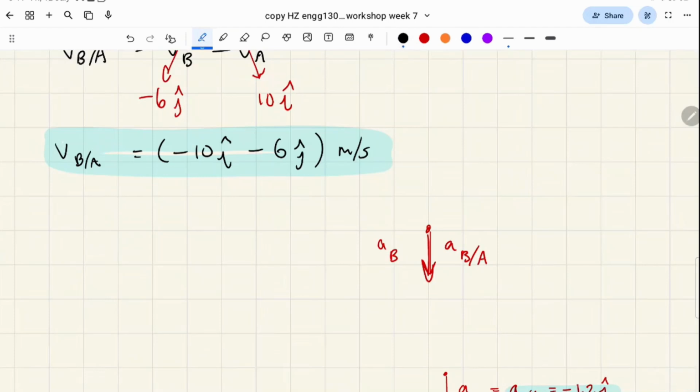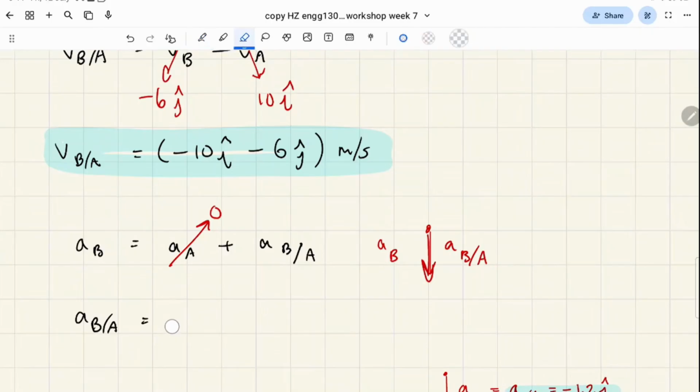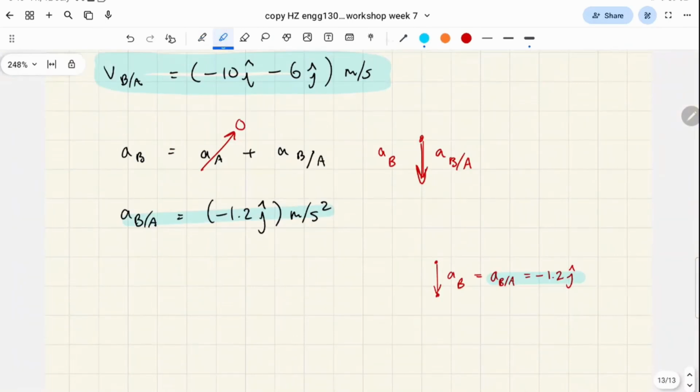So acceleration of B is equal to acceleration of A plus acceleration of B relative to A, but acceleration of A is 0. So acceleration of B relative to A is simply going to be just this one, right? Which is that. So it looks like that.